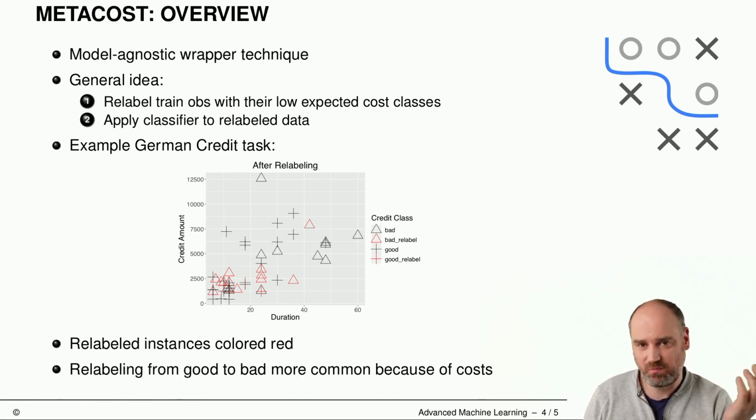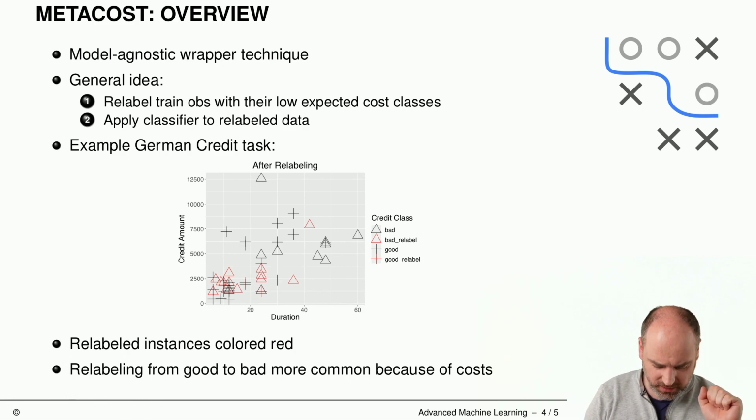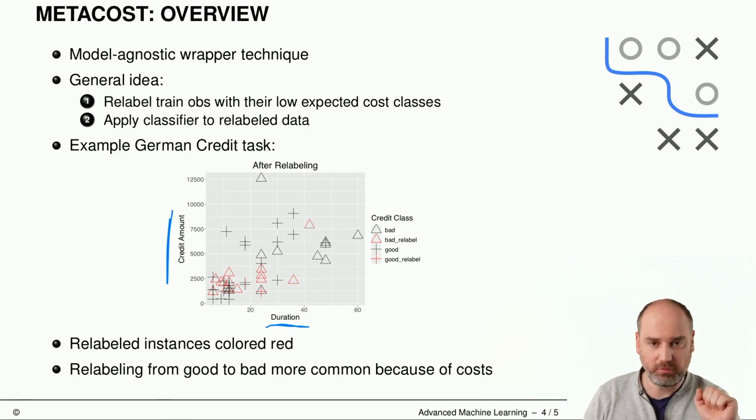So the second stage is basically easy. We just apply our classifier, but we fiddle around with the labels of our training data and change them so that the changed labels actually have these low expected costs. Here is a two-dimensional plot, again, of our German credit data set in terms of two selected features: the duration of the requested credit and the amount of the requested credit. And you can see how some of the classes become relabeled. These red ones are the new classes after relabeling.